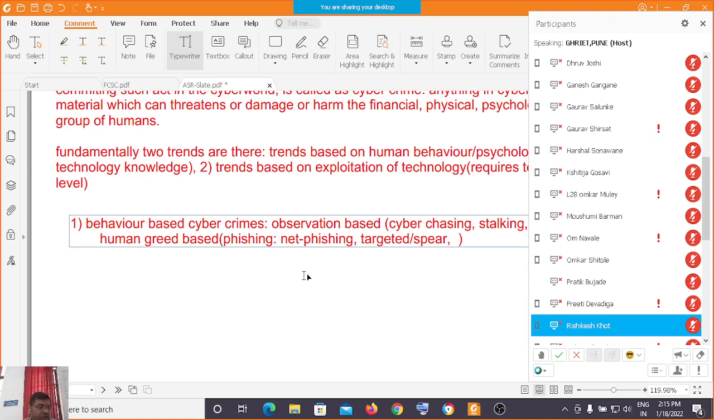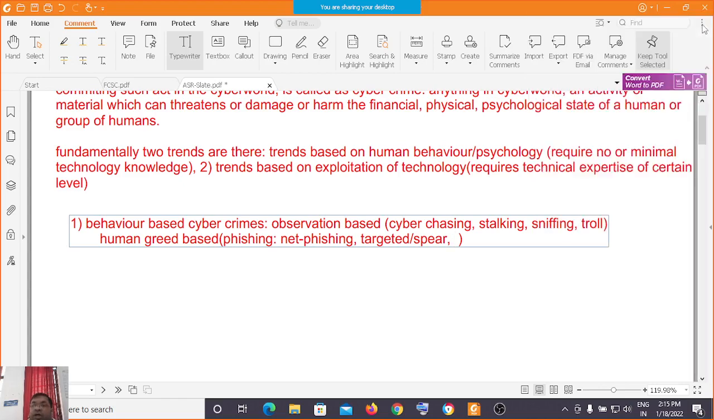Spear phishing is very popular among con artists. Con artists, those we call 420 criminals, are generally called con artists. So these con artists generally use targeted or spear phishing. This is a human nature based cyber crime.